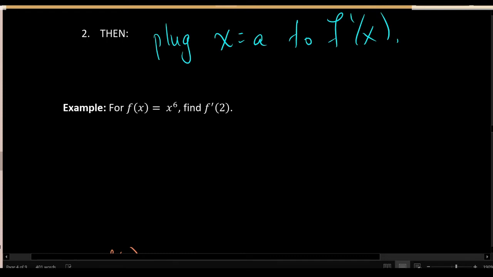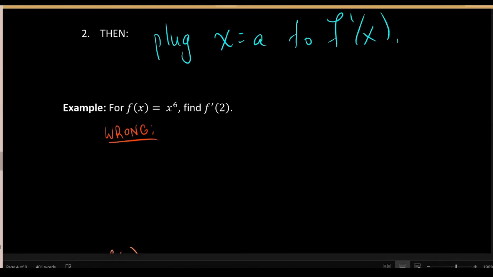So for example, someone gives us the function f of x equals x to the 6th power, and they want us to find the value of the derivative at the location where x is equal to 2. I'm going to show you a wrong way to go about this calculation, and then I'm going to show you the correct way to go about this calculation. The wrong way to go about this calculation is to plug in x equals 2 before taking the derivative.